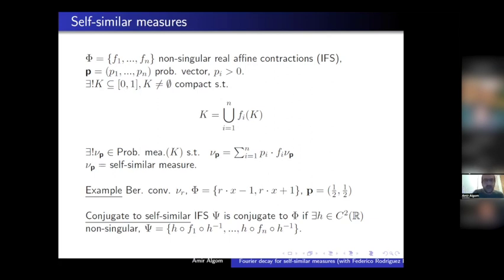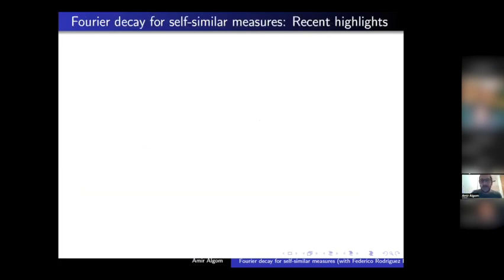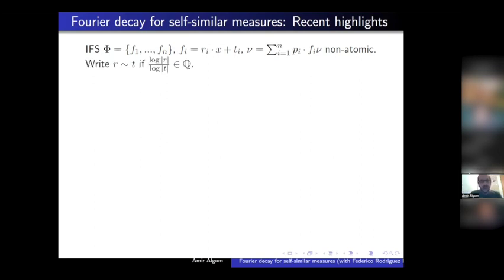Okay, so now this brings me to the topic of some recent highlights on Fourier decay for self-similar measures. So in this part, we'll fix an IFS. Contraction ratios are r_i, translations are t_i, nu is my measure. It's always assumed to be non-atomic. One thing that turns out to be relevant is, we say that r and t are dependent if the ratio of the logs is rational. Otherwise, I'll say that they are independent.